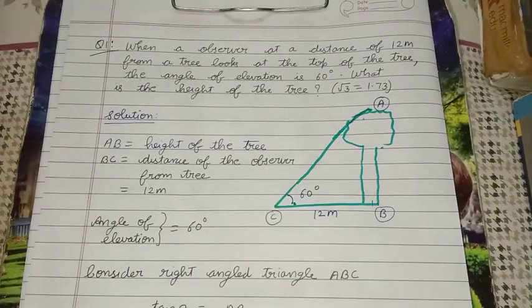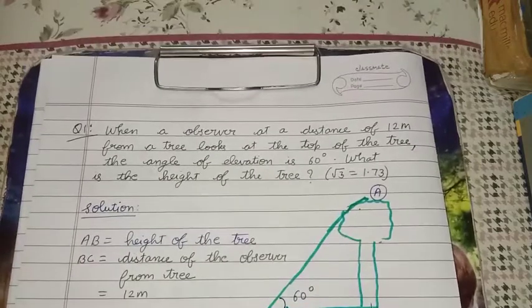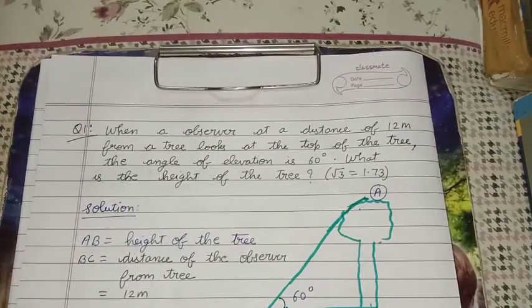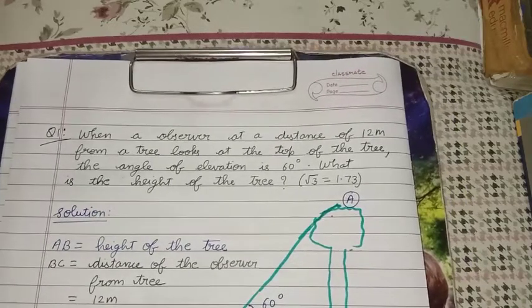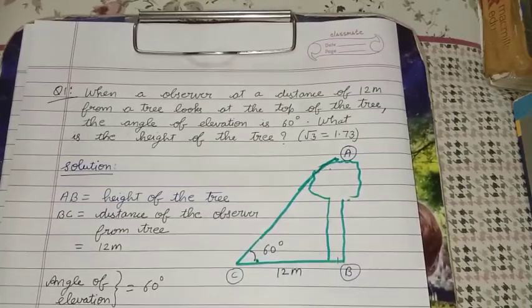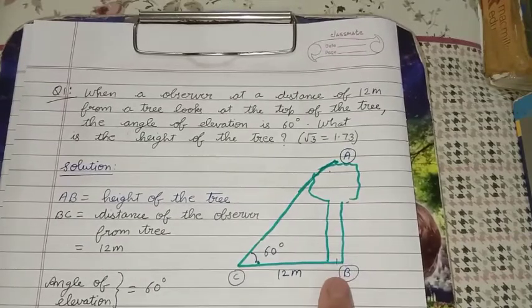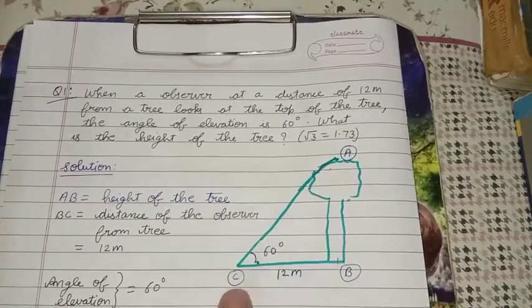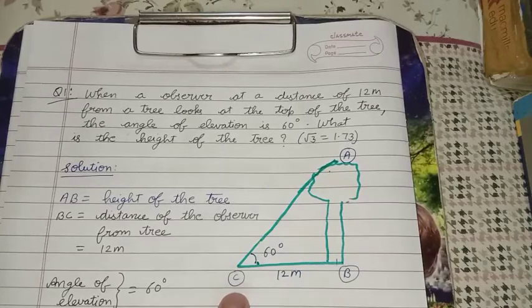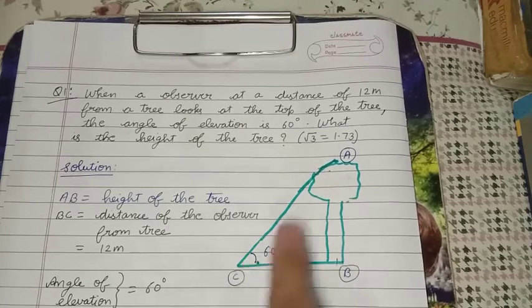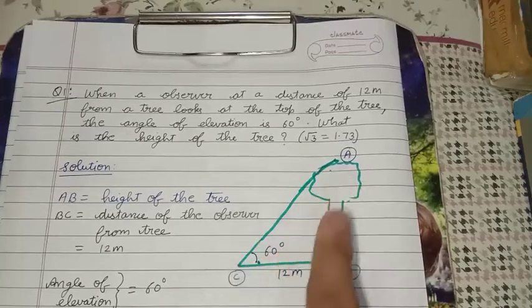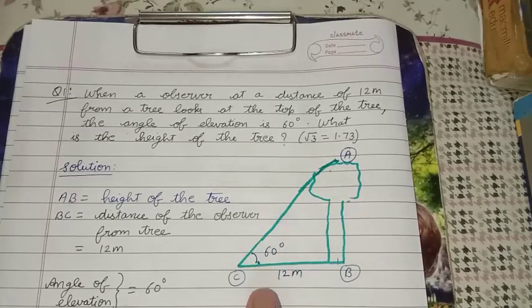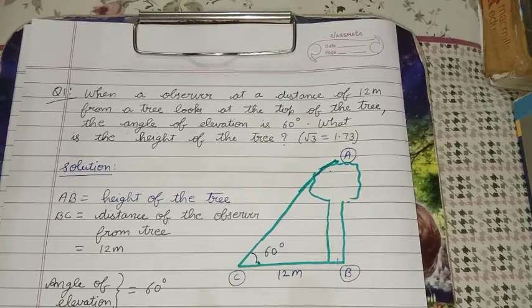Let's continue with some easy examples, and then we'll move on to a higher level. Question 1. An observer at a distance of 12 meters from a tree looks at the top of the tree. See, I have drawn a figure over here. You just keep looking at this figure and I'll read the problem for you. An observer C is looking at the tree, and the distance between the observer and the tree is 12 meters.